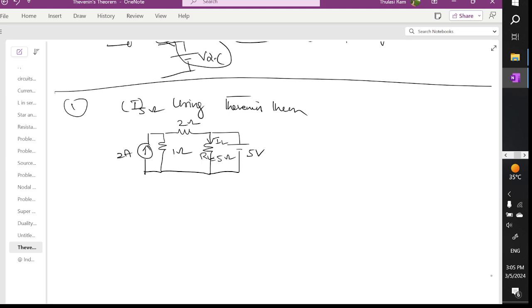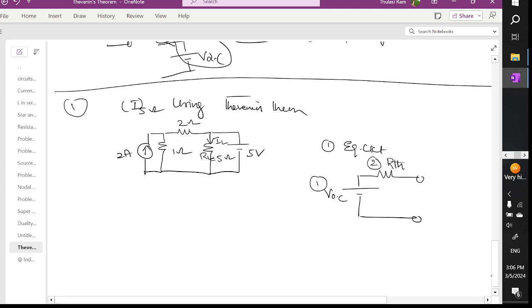Let's try to apply Thevenin's theorem for this. In order to apply Thevenin's theorem, let's draw its equivalent circuit. As I already told, the equivalent circuit has an open circuit voltage. The first step is finding the open circuit voltage, and the second step is finding Thevenin's resistance. The load resistor is already given in the problem as 5 ohms, so RL is equal to 5 ohm. These are the two unknowns you have to find using Thevenin's theorem.